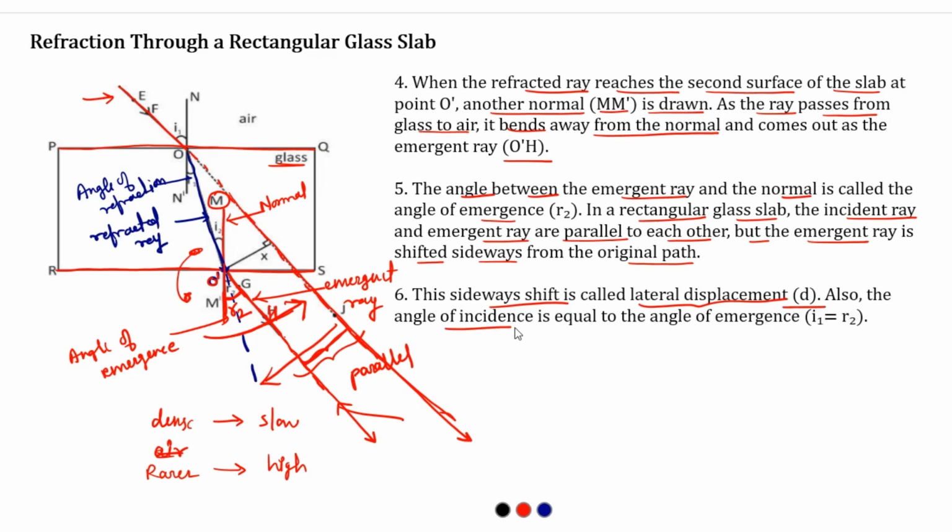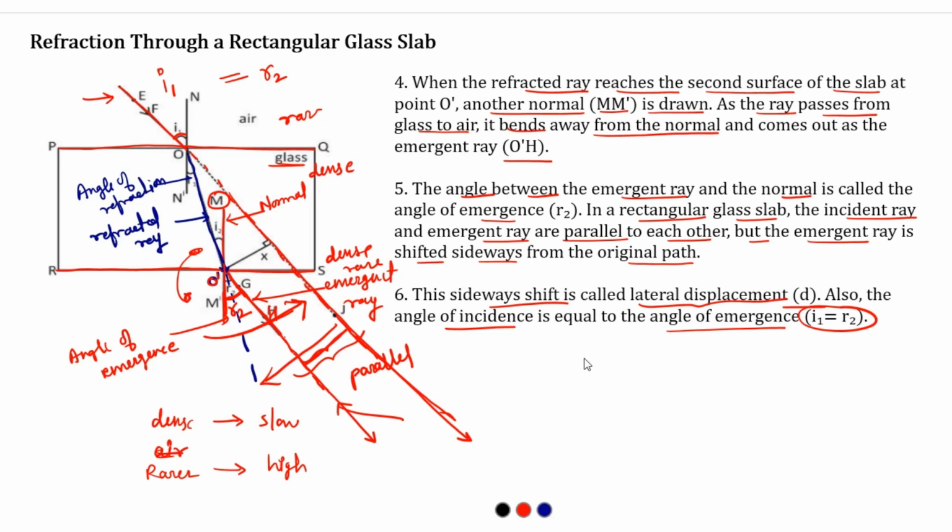Also, the angle of incidence is equal to the angle of emergence. So this angle, that is I1, and this angle, that is R2, both are equal. So this whole experiment explains the refraction process at the air-glass boundary, that is the rare and dense boundary, and also at the dense and rare boundary. So this is the experiment of refraction through a rectangular glass slab.